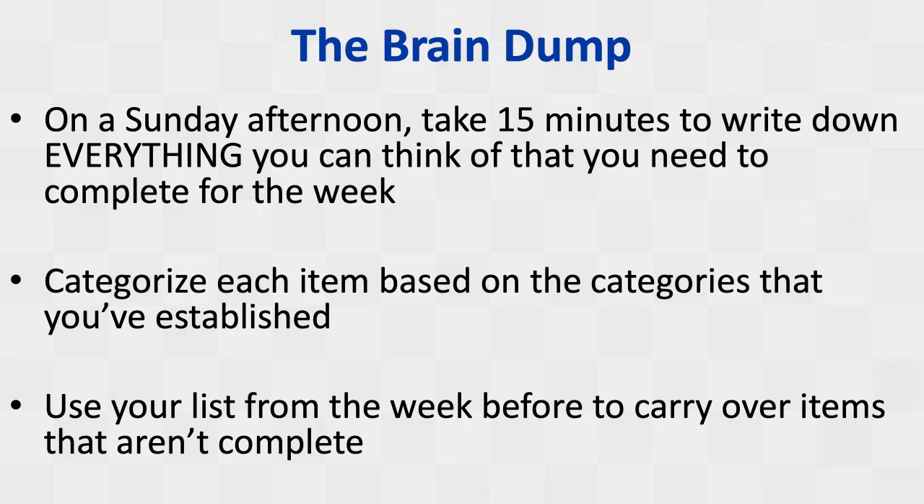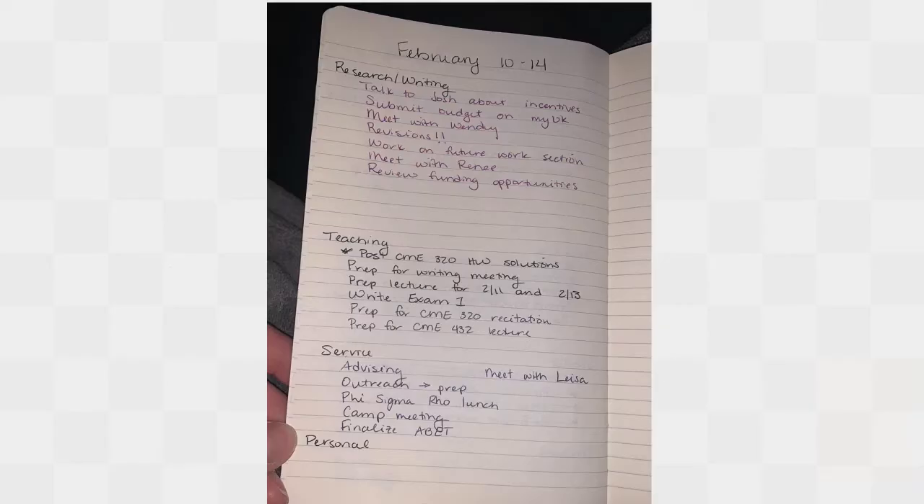So for me, the way that I go about doing my brain dump is I have a notebook that I put together where I categorize it week by week, and I have my categories written down. So I have research, writing, teaching, service, and personal. So what I do is I sit there and I go through each of my specific categories and I write down all of the tasks that I have to complete this week in each of those different categories.